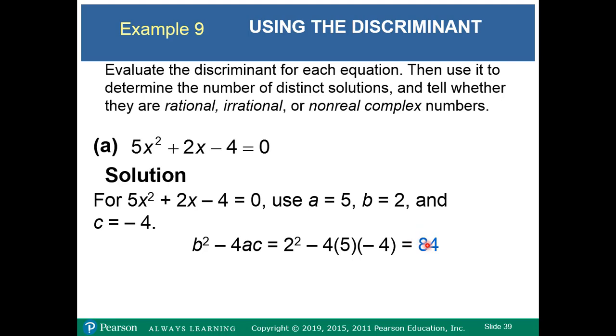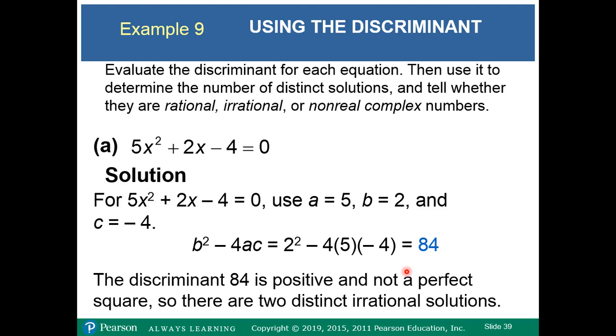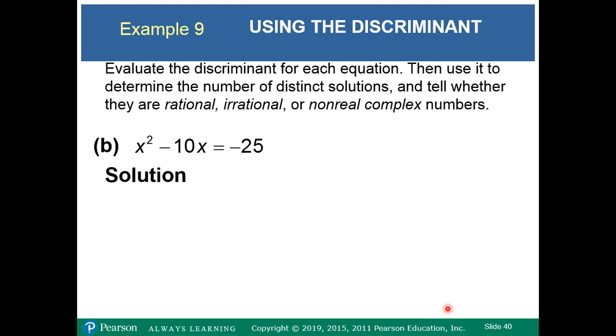Now, but is it a perfect square? It is not a perfect square. So there are two distinct irrational solutions. So remember, if it's a perfect square, we have two distinct rational solutions. If it's not a perfect square, then we have two distinct irrational solutions. Okay, what about this one?